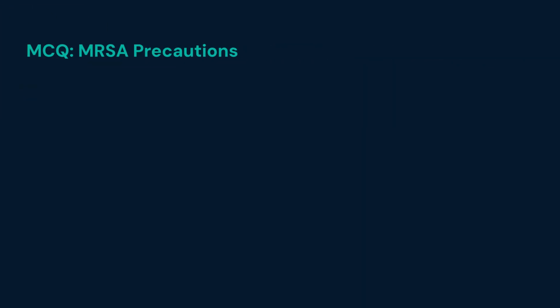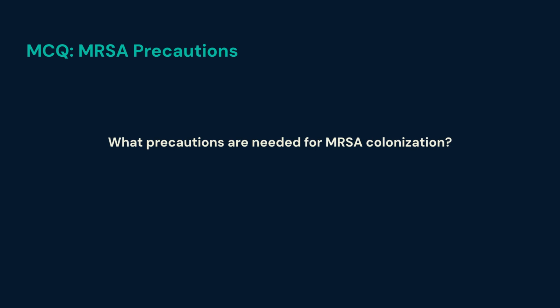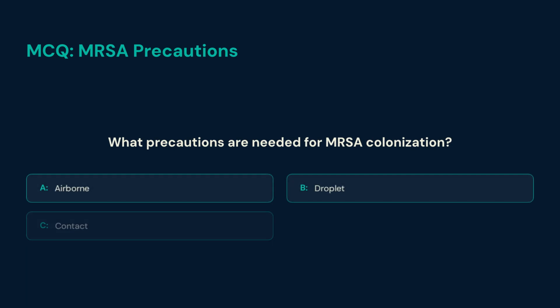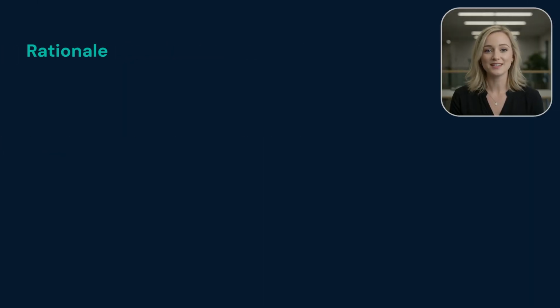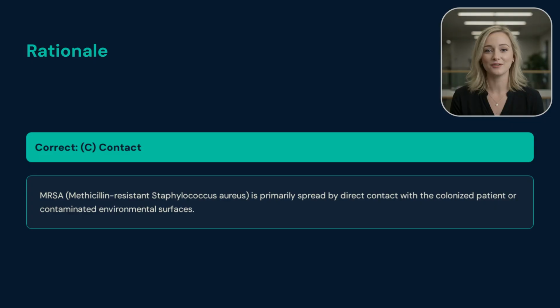Moving on to MRSA precautions. What precautions are needed for MRSA colonization? A. Airborne, B. Droplet, C. Contact, or D. Protective? The correct answer is C. Contact. MRSA, or methicillin-resistant Staphylococcus aureus, is primarily spread by direct contact with the colonized patient or contaminated environmental surfaces.